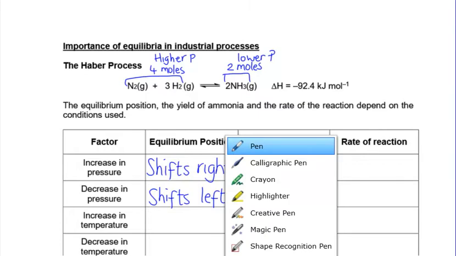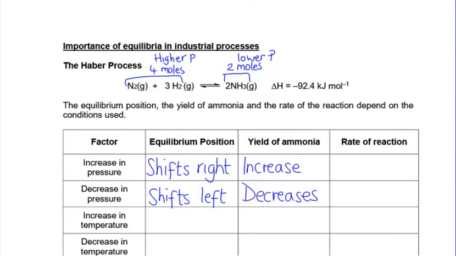If I was the industrial chemist and I was trying to decide on the conditions for my process, this would be what I would be looking for. So I'd be going for an increase in pressure.